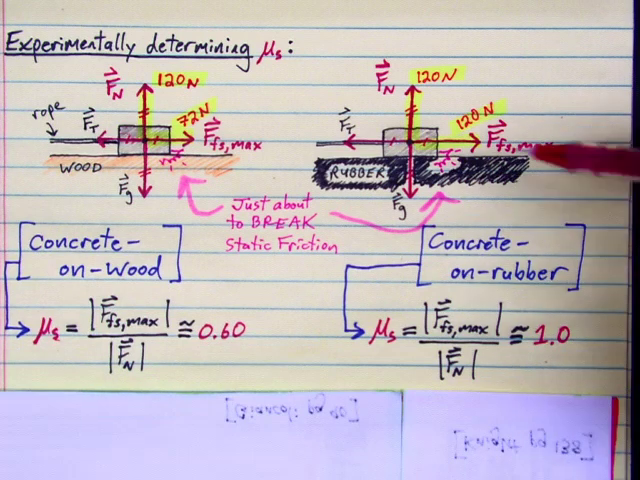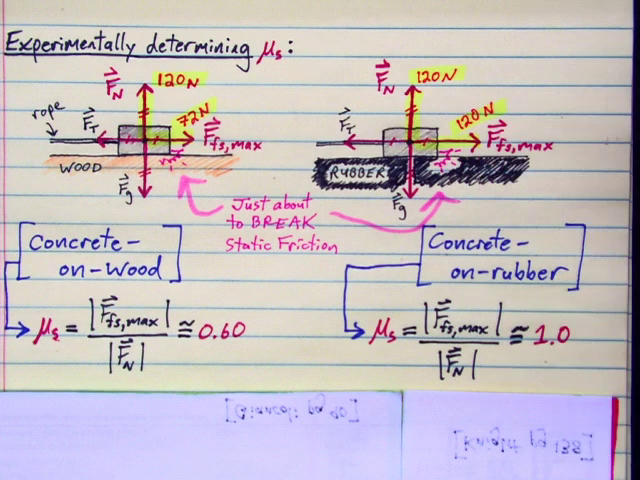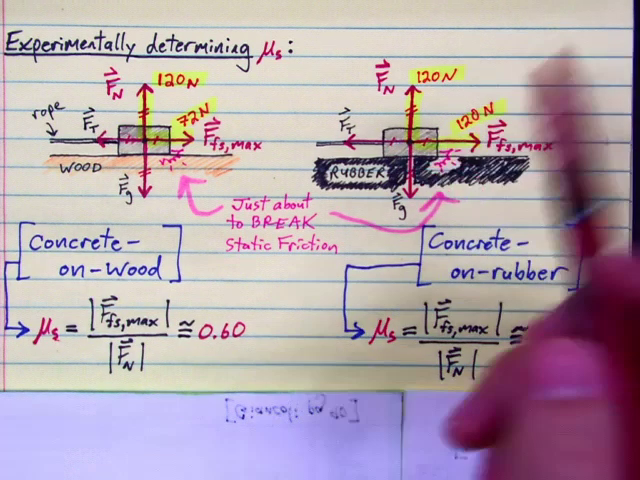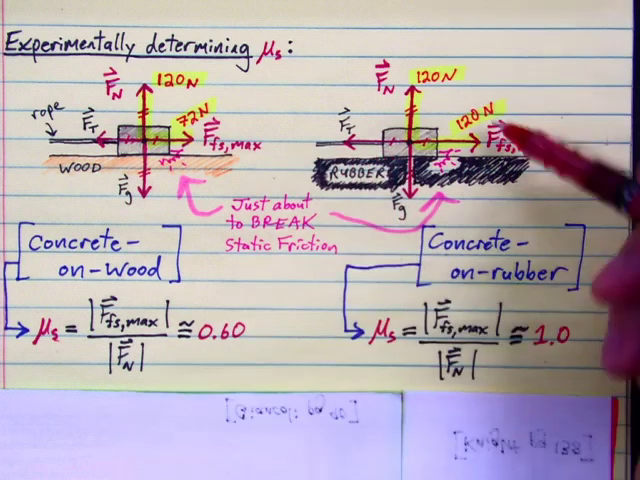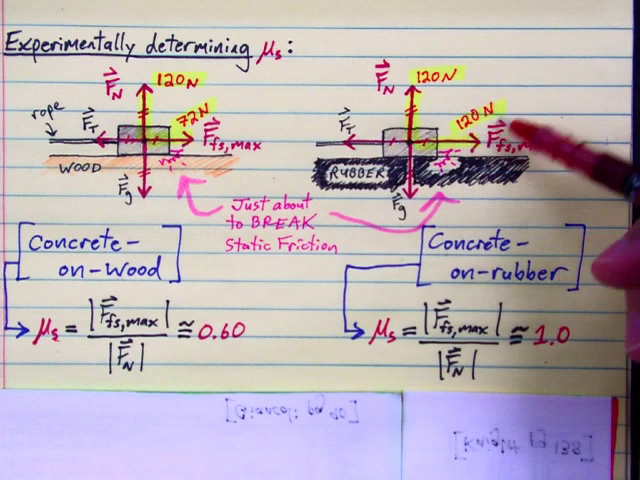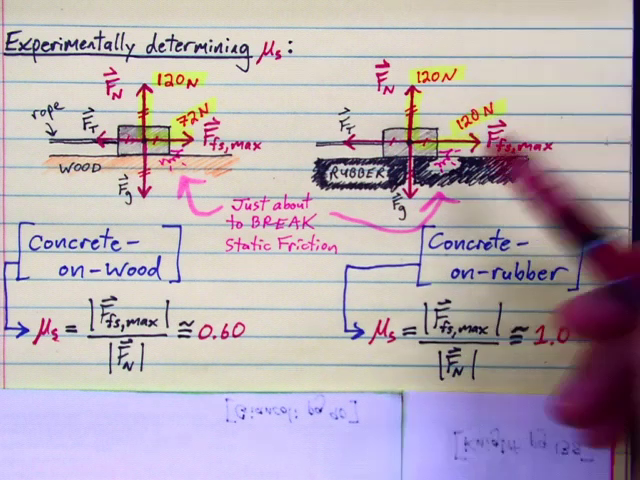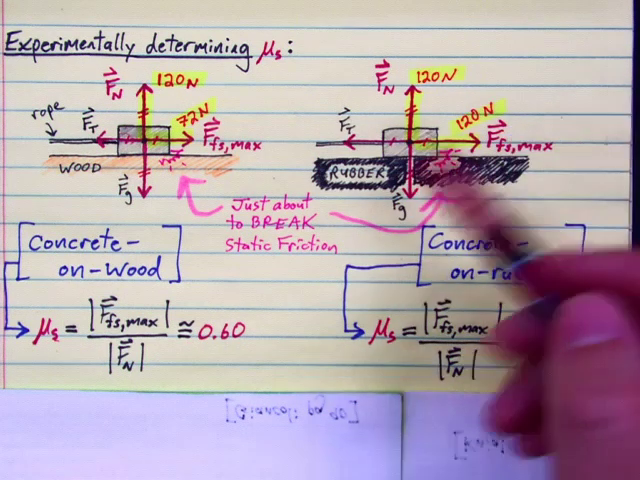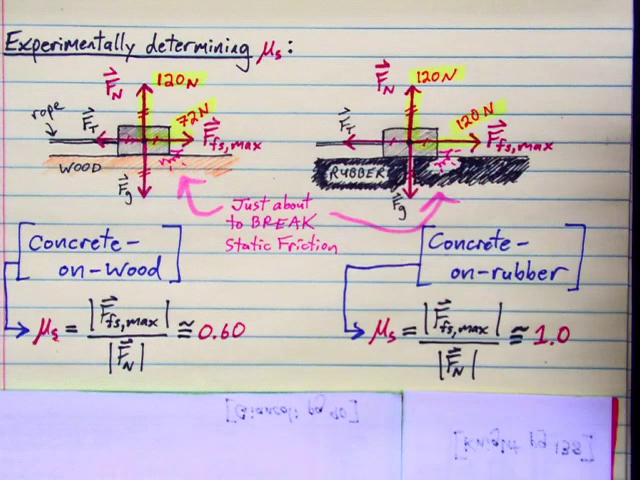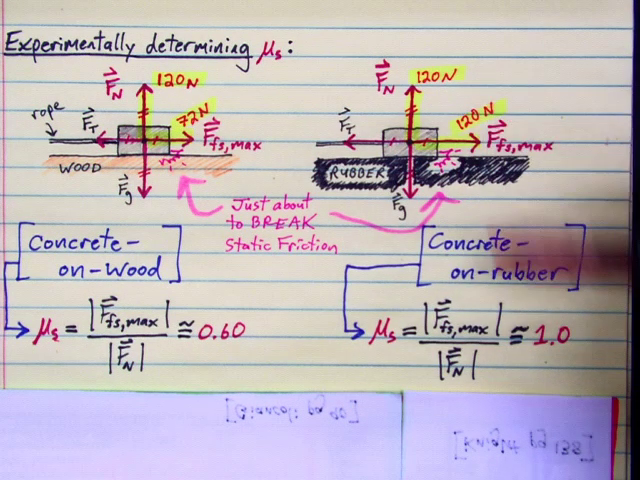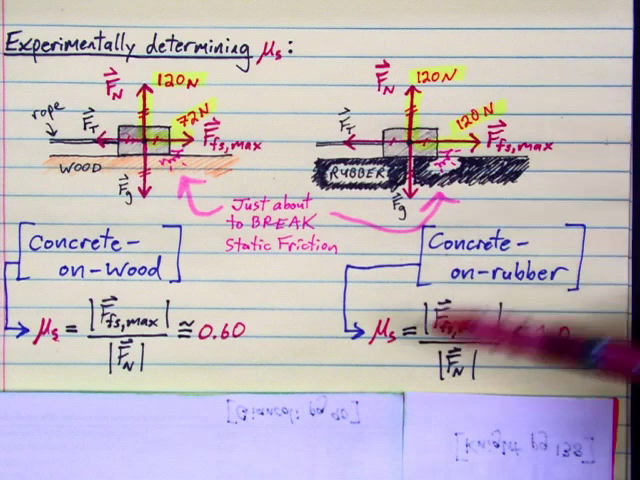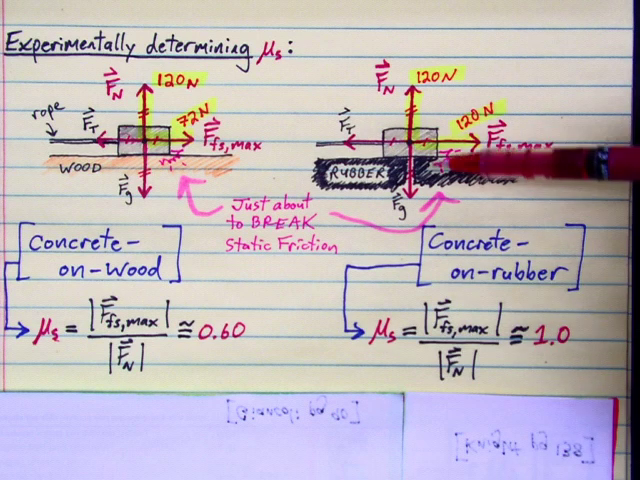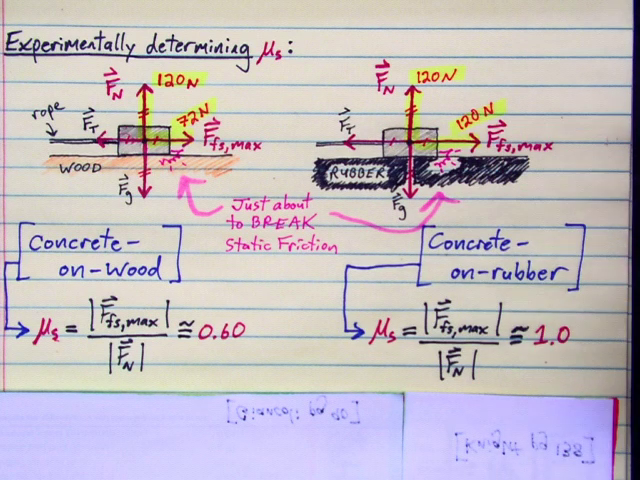0.6. Rubber and concrete are much stickier. That same cinder block, you would have to pull it with a force equal to about 120 newtons, which is the weight of the block, before the block starts to slip. So sticky is rubber on concrete. So that ratio of 120 to 120 is 1. That's about as big as you ever see for a value of coefficient of static friction. This is about as sticky as surfaces tend to get.